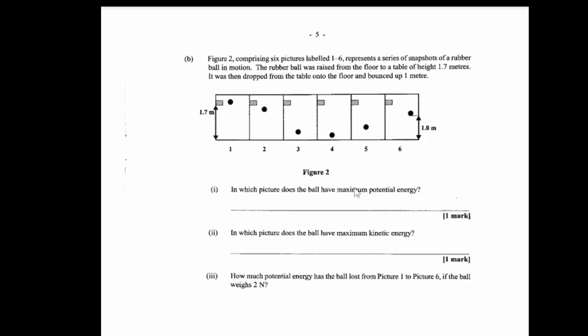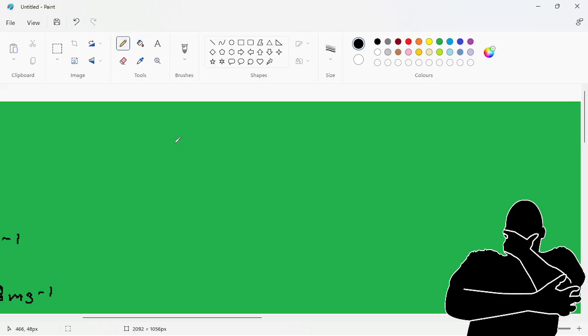So basically, it asks, in which picture does the ball have maximum potential energy? Let us write the formula for gravitational potential energy. That formula is basically mass times gravitational field strength times height. Now this is the formula for gravitational potential energy.